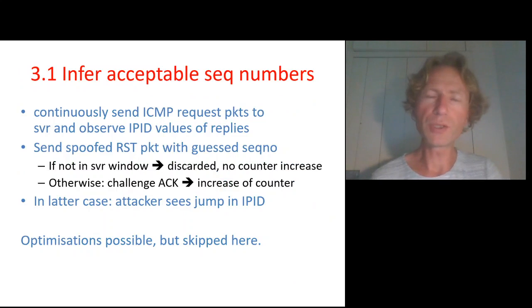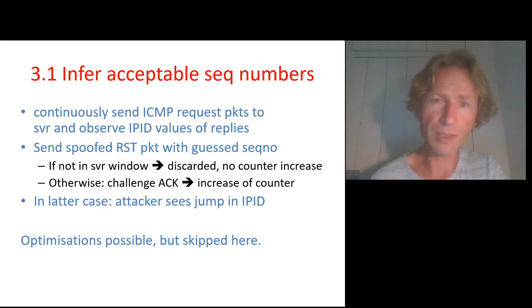So what we can do is we can infer these acceptable sequence numbers by continuously sending ICMP request packets to the server and again monitoring the IP identifiers that we get in the replies, and then send a spoofed reset packet. So we send a spoofed reset packet where we guess a sequence number. And again, we use this side channel, similar to the side channel that we used in the previous attack, but now we're looking again at the IP identifiers.